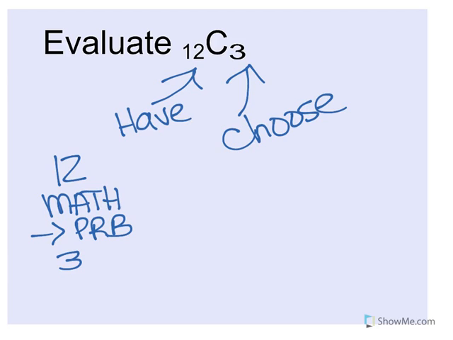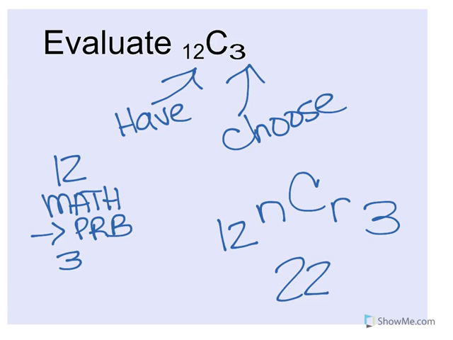So on your screen you should get a 12, an n, a C, and an r. That's what your screen should look like right now. So now you're just going to plug in a 3. And then once you hit enter, we'll see what we get. All right, and you should have 220. So if you had 12 options and you could only choose 3 out of those, you'd have 220 different ways to do that.